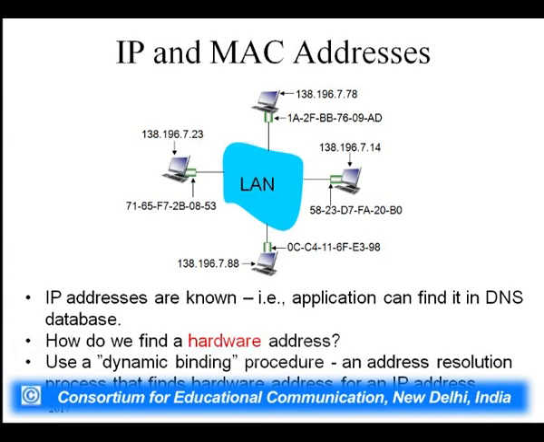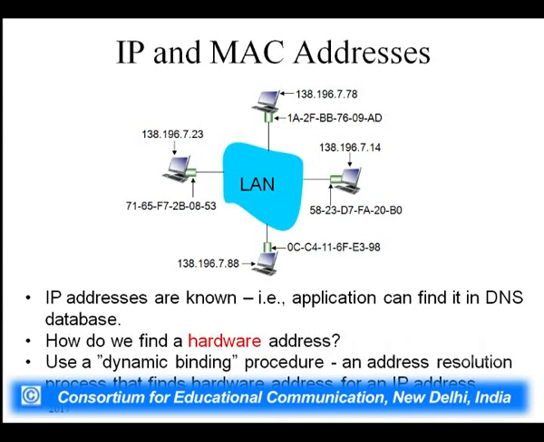Their MAC addresses are different. Now, how do I know? If I access a service, the moment I open Internet Explorer or a browser and put in a URL, how is the IP address resolved? From the URL, you resolve the IP address by looking in a database called the DNS database, where the IP address and the machine's URL are stored. But we assume that the IP addresses are known.